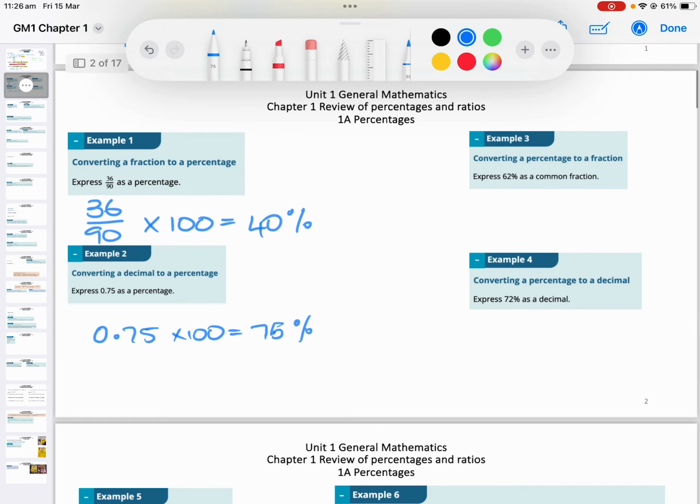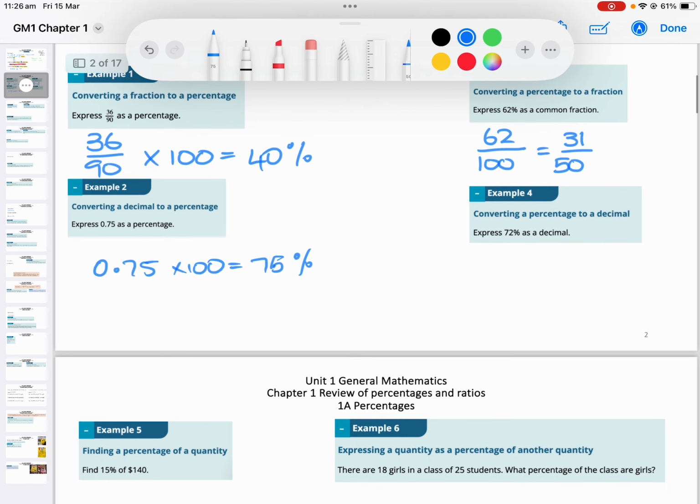Example 3. 62% as a fraction. So 62% is 62 over 100. If you put that into your calculator, it'll give you the answer as a decimal. So we'll have to look for numbers that go into 62 and 100. I'm thinking 2 does. So we could write it as 31 over 50 as a simplified fraction.